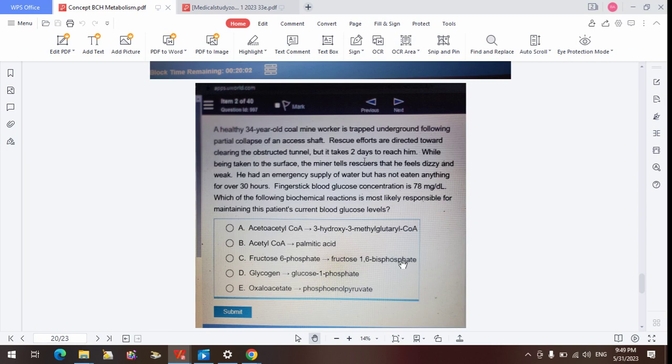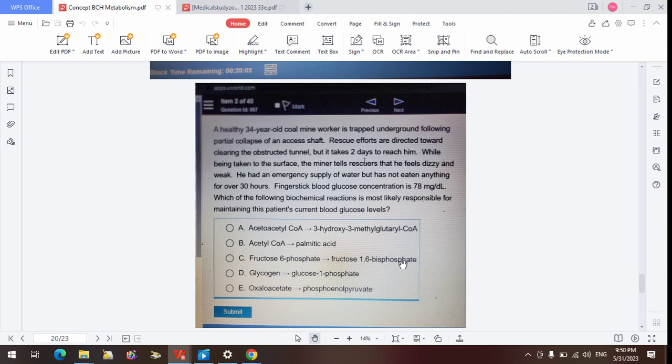A healthy 34-year-old coal mine worker is trapped underground following partial collapse of an access shaft. Rescue efforts are directed towards clearing the obstructed tunnel, but it takes 2 days to reach him. While being taken to the surface, the miner tells rescuers that he feels dizzy and weak. He had an emergency supply of water but has not eaten anything for over 30 hours. Finger stick blood glucose concentration is 78 mg per dL. Which of the following biochemical reactions is most likely responsible for maintaining this patient's current blood glucose level?